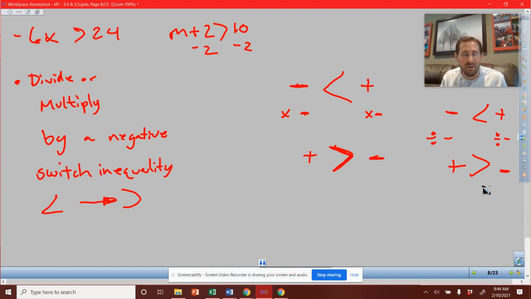Hopefully you see that. If you don't understand why that's happening, find me, breakout room, office hours, find me, and we'll go over that a little bit more in depth and do a few more examples. But you'll see that this always holds true.